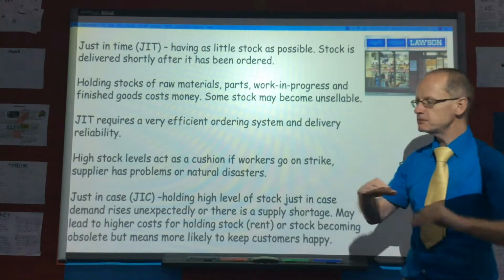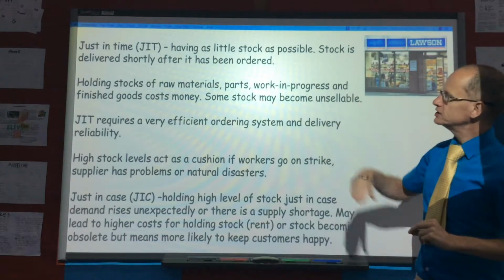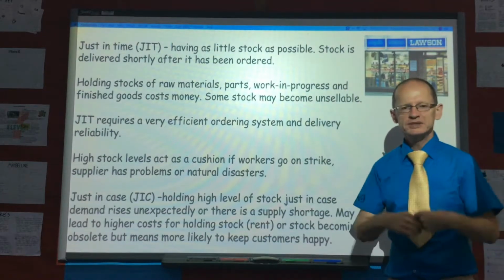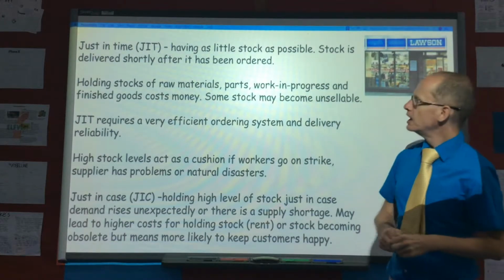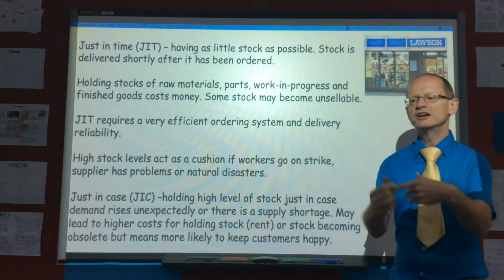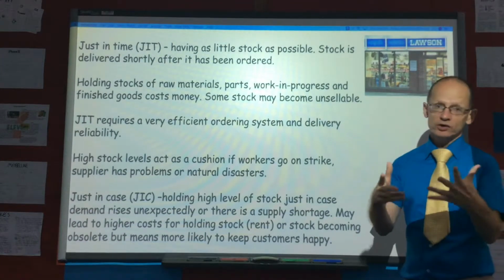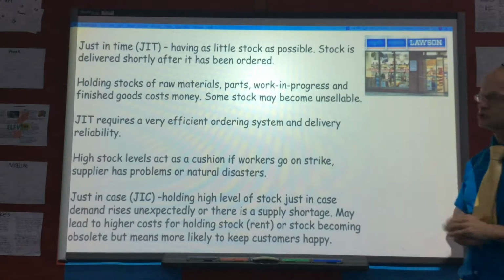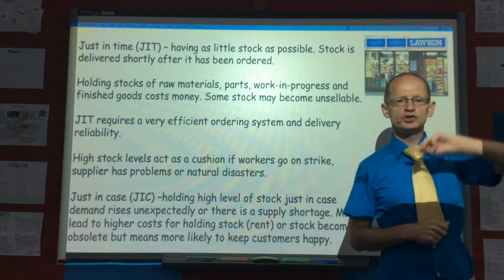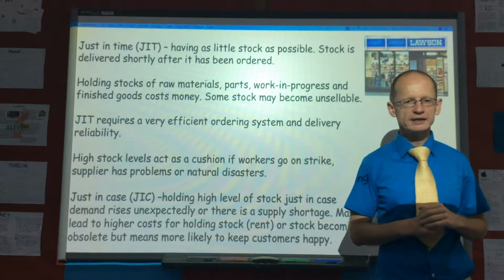One is just in time, one is just in case. Just in time encourages businesses to have as little stock as possible and receive orders very, very shortly after the order has been made. Convenience stores like Lawson's, there's a Lawson's 200 meters away from where I'm making this.